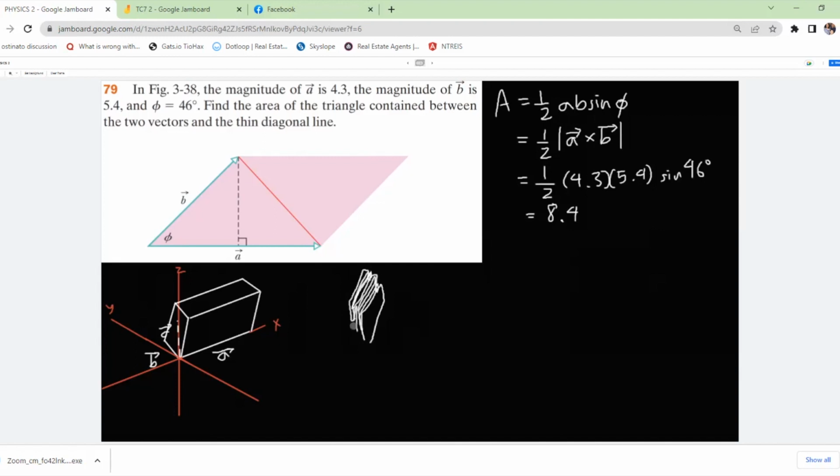A equals BH na maraming ganun, times. So, area ang kailangan natin, yung area ng parallelogram defined by A and B, A and C, multiplied by some C.